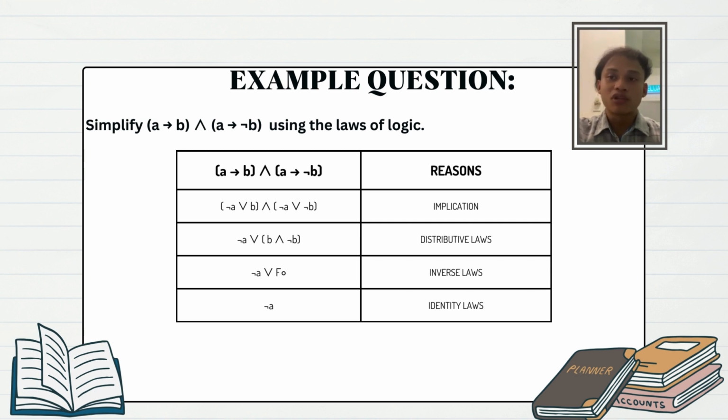The next step we use distributive laws. It will become not A or (B and not B). The next step, inverse laws. It will become not A or F, and the last one, identity laws, and it will become not A.